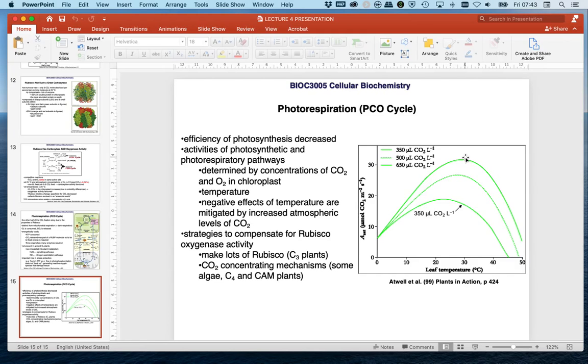And these CO2 concentrating mechanisms, also known as CCMs, are ways to reduce the effect of the oxygenase activity of rubisco on a plant and basically decrease photorespiration in the plants that have these CO2 concentrating mechanisms. And that's all for this lecture.